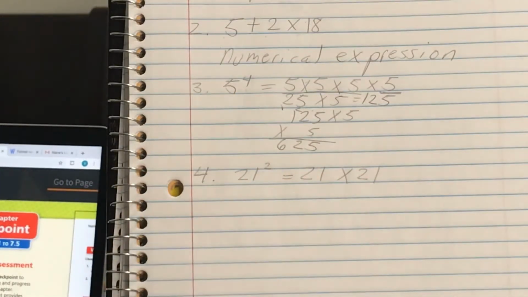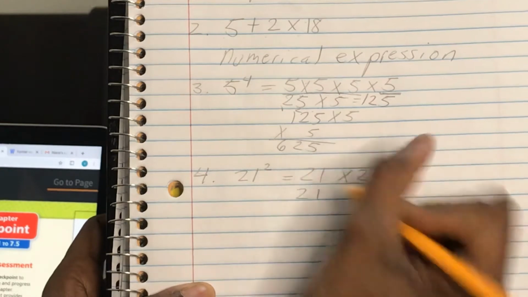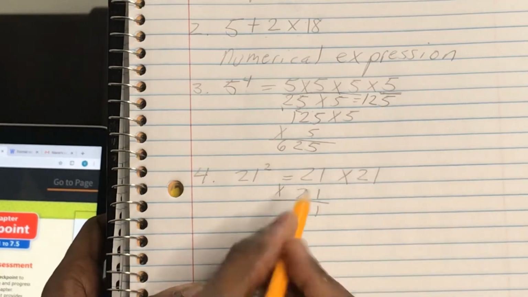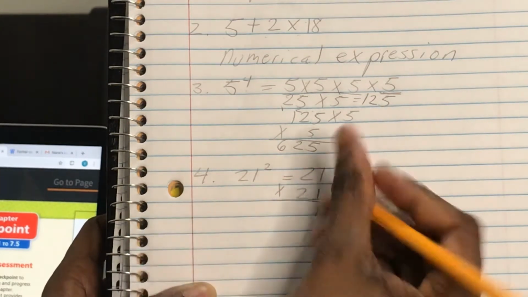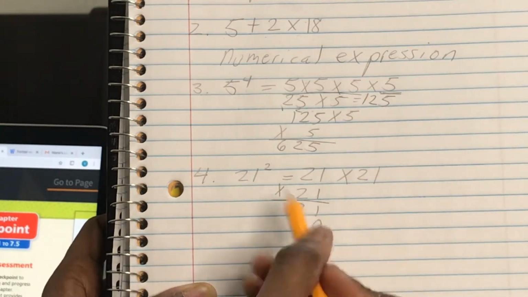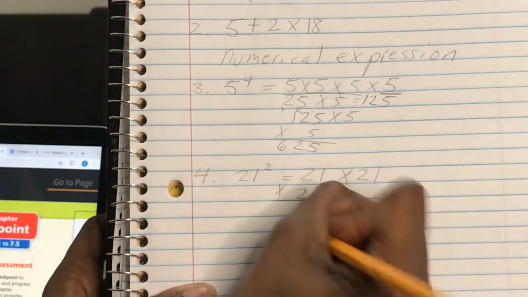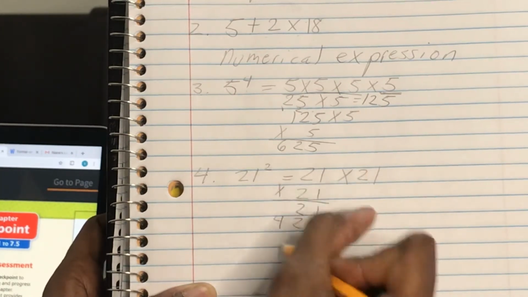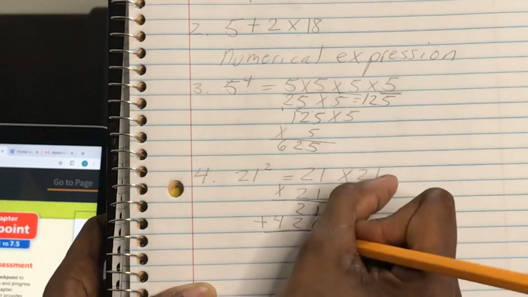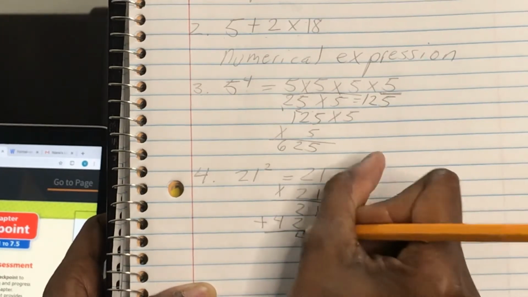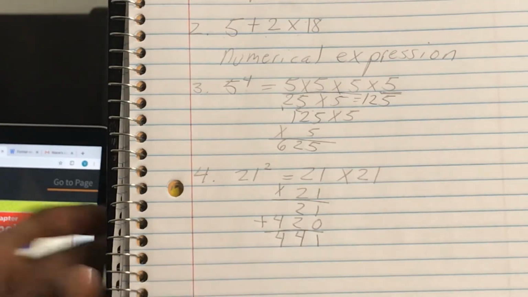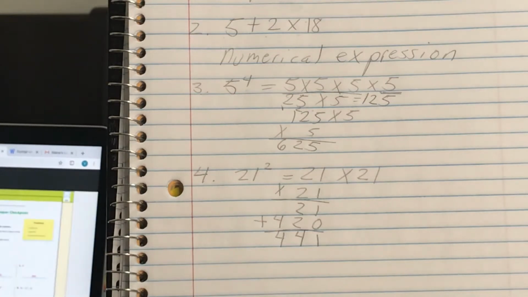Okay, 21 times 21. Line it up. This is your 1s, that's your 10s. 1 times 1 is 1. Then you cross multiply. 2 times 1 is 2. Don't forget your placeholder. Placeholder, I use 0. 1 times 2 is 2. 2 times 2 is 4. And then you add these numbers. You start with your 1s. 1 plus 0 is 1. 2 plus 2 is 4. 0 plus 4 is 4. So you should have 441 for number 4.